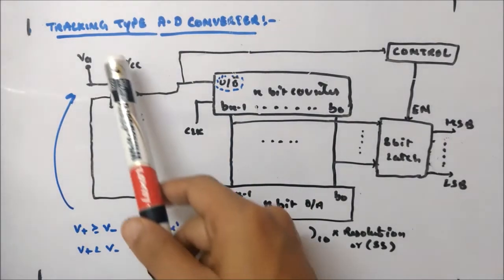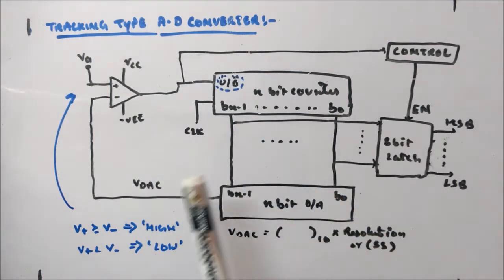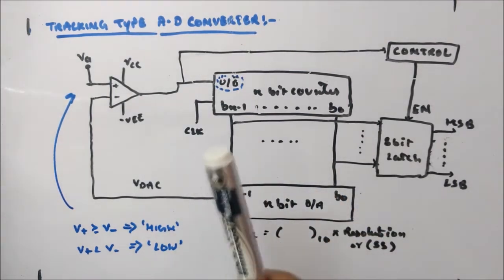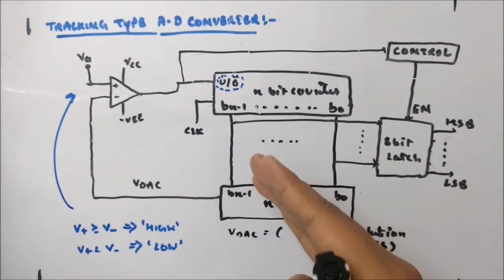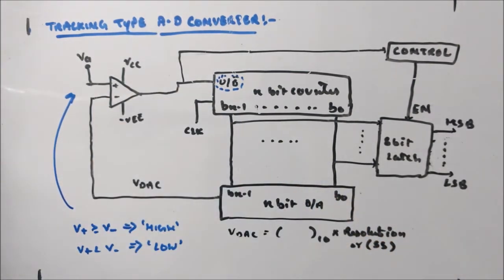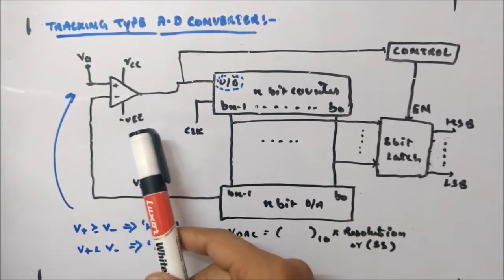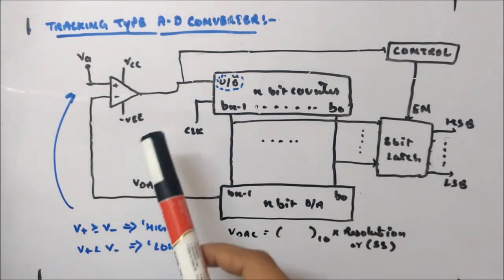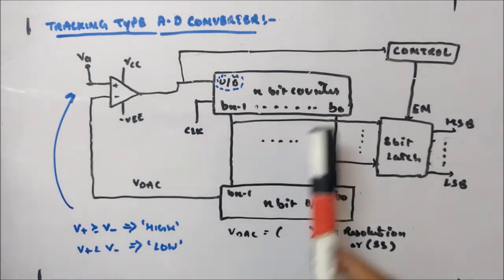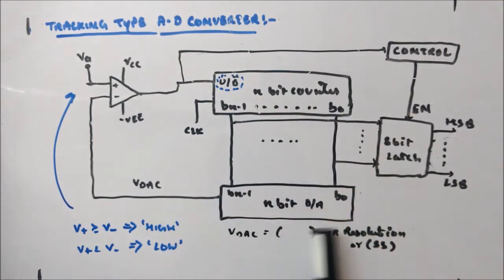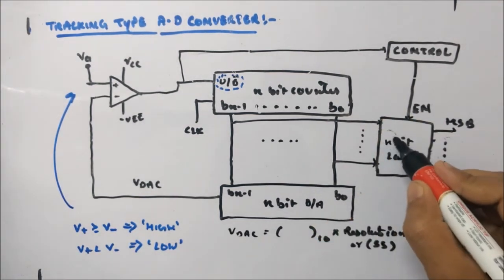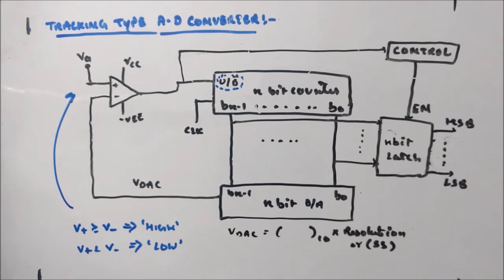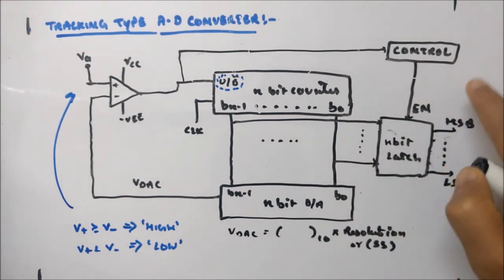Okay, let's start with the tracking type A to D converter. This is the same as the counter type A to D converter, it is just an improved version of the counter type. You can see there is a comparator which will be working in the same manner as it was working in the counter type. There is an n bit counter, an n bit D to A converter, an 8 bit latch, sorry, it should be an n bit latch. Okay, this is a control circuit.